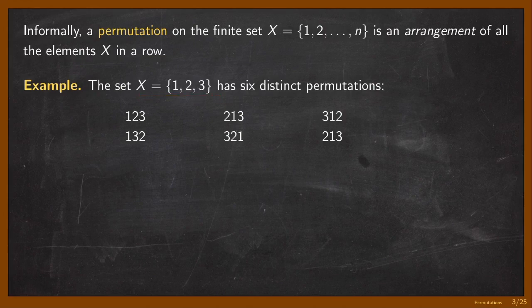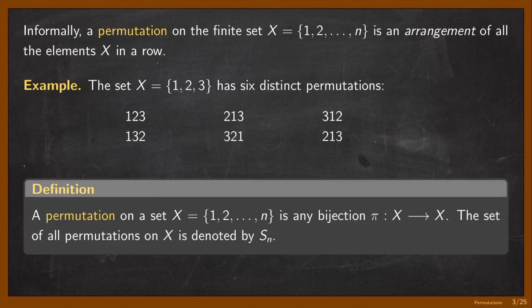However, in mathematics, the word arrangement is not really a well defined term. To be able to come up with a proper definition, we will be using the concept of bijections, which are one-to-one and onto functions from a set to itself. All right, so a permutation on a set X consisting of the elements 1, 2, 3, 4, and so on up to n. So basically, X is a finite set. So a permutation on X is simply a bijection or a one-to-one function from X onto itself.